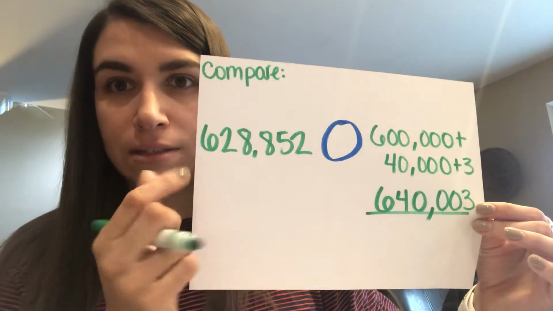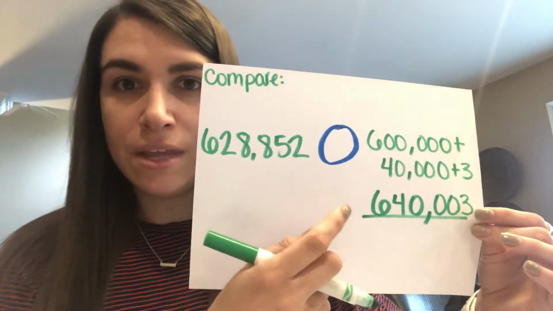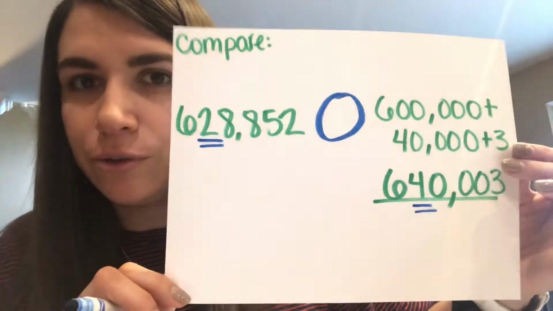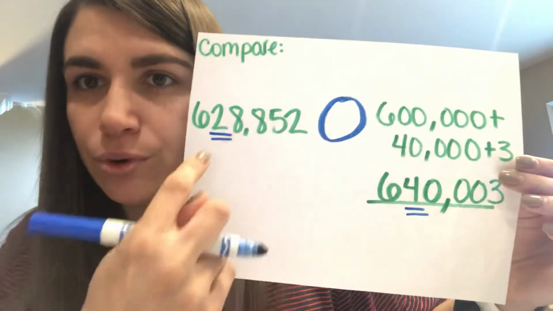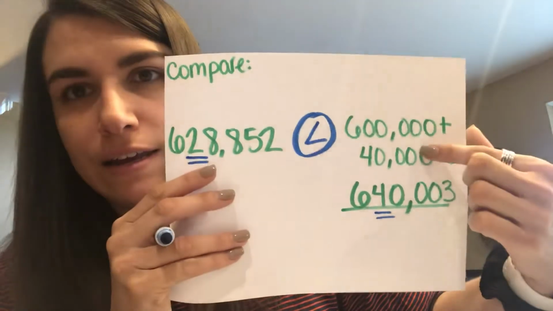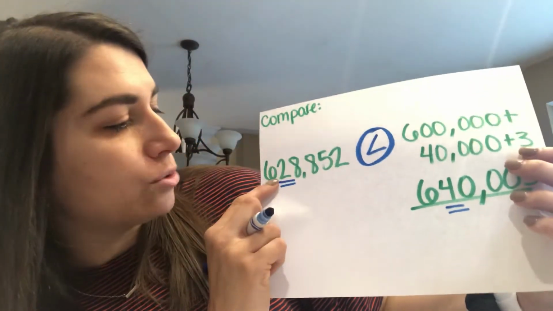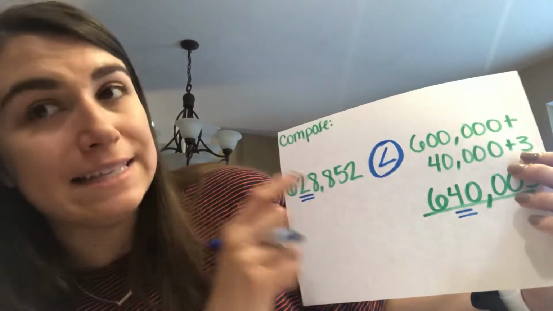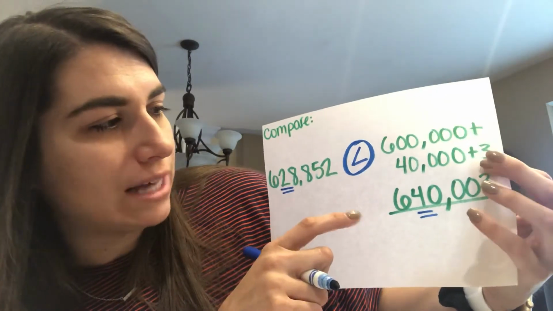So now I have 640,003 compared to 628,852. So again, I'm going to start in the 100,000s place and see that the 6's are the same. And then where it changes is in the 10,000s place. So you have to decide which one is bigger, the 40,000 or the 20,000. So I'm going to decide that the 40,000 is bigger. So my alligator is going to eat this side. So you're going to say that 628,852 is less than 640,003.